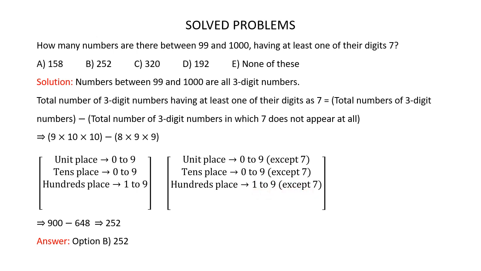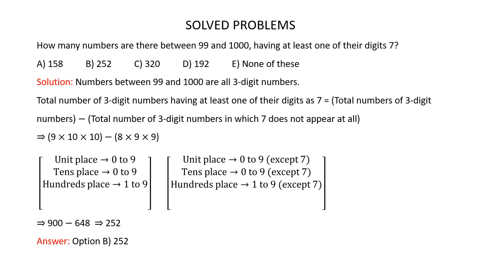Here also you cannot put 0 in the hundreds place, because then you will get a 2-digit number instead of a 3-digit number. So for the hundreds place, you cannot put 0 or 7. So you are left with only 8 digits. So the hundreds place can be filled in 8 ways. So the total number of 3-digit numbers in which 7 does not appear at all is 8 multiplied by 9 multiplied by 9.